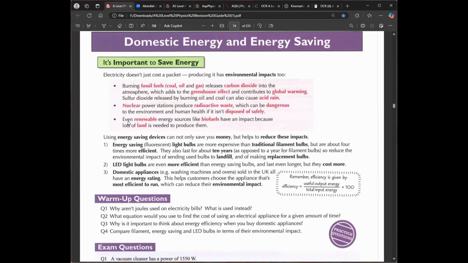Even renewable energy sources like biofuels have an impact because land is needed to produce them, because they require a lot of land. That is the basic issue with renewable energy. They require a lot of space to run, and that's why countries are still opting for other means of producing energy, because not every country has enough land, right? They want to use it for real estate and stuff like that. They don't want to waste it on other things, and just because of that reason, they are not completely shifting to renewable energy. All right.